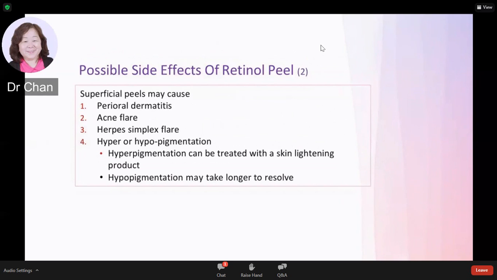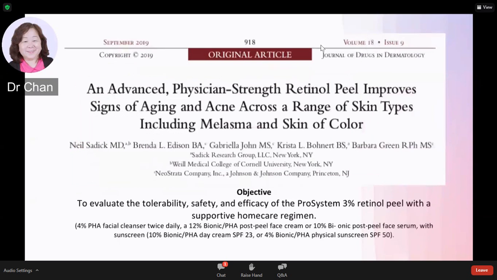Chemical peel sometimes may cause perioral dermatitis, acne flare, herpes simplex flare, and hyper- or hypopigmentation. Hyperpigmentation can be treated with a skin lightening product. Hypopigmentation may take longer to resolve.